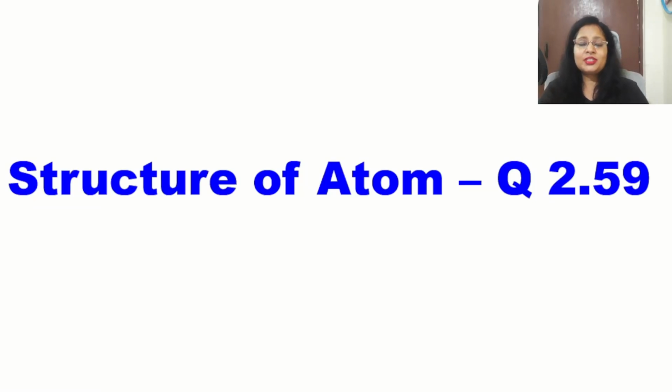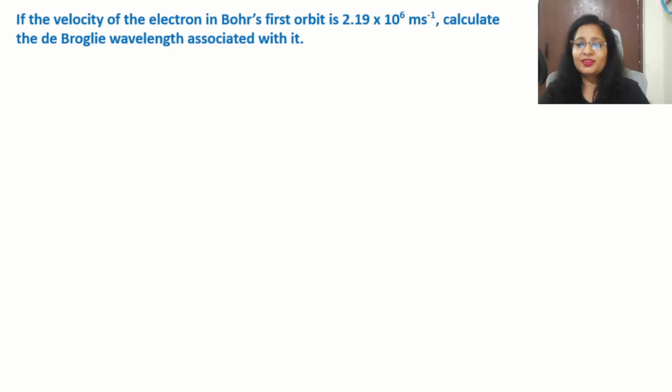Friends, today's video is question number 2.59 from the NCERT textbook, Class 11, and the chapter name is Structure of Atom. So let's check the question. If the velocity of the electron in Bohr's first orbit is 2.19 into 10 to the power 6 meter per second, calculate the de Broglie wavelength associated with it.